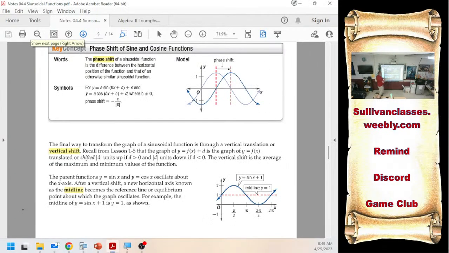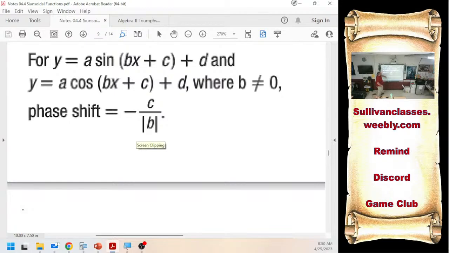All right. This is the part where we have to do fractions, okay? Phase shift. Remember, we're not calling it a horizontal translation anymore. Horizontal translation, that's what's happening. But sine and cosine functions are special, so we give it a special name. We call it phase shift.